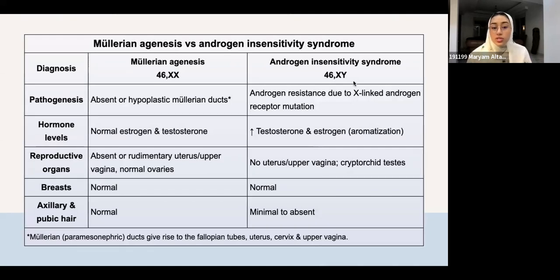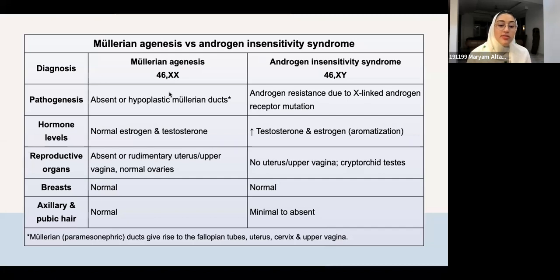If I gave you the same question, but the patient was 46XX, that means genetically this person is a female. Genetically, androgen insensitivity is a male. So this is a very key thing for you guys to differentiate in questions. In Müllerian agenesis, what happens is they have absent or hypoplastic Müllerian ducts, basically meaning they don't have internal female organs, okay? Or they have very underdeveloped female organs, okay? Because you have decreased development of the Müllerian ducts.